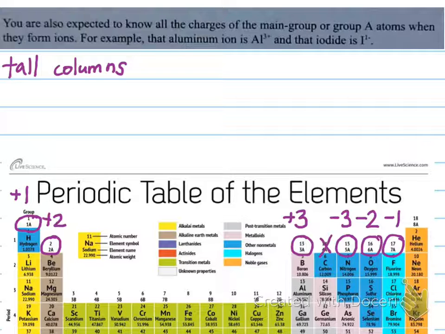So that's what I mean by knowing the charge of the ions in the main group or group A elements. Okay, I'm talking about the tall columns on the periodic table and knowing what charge those columns have.